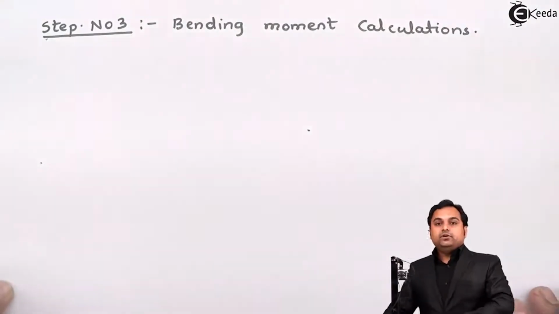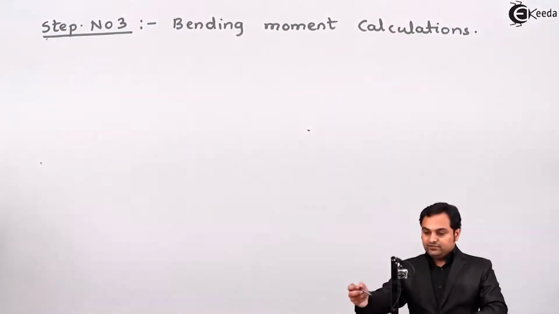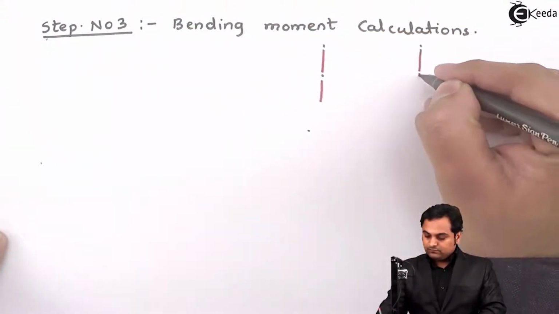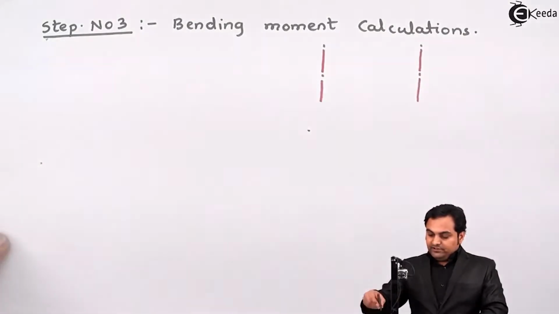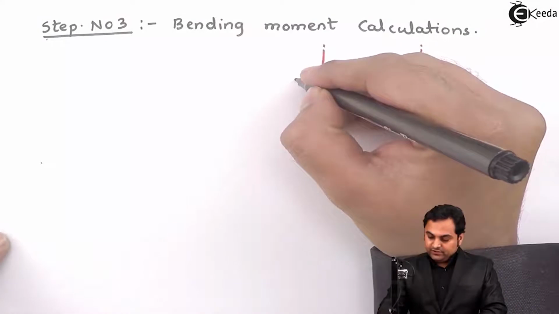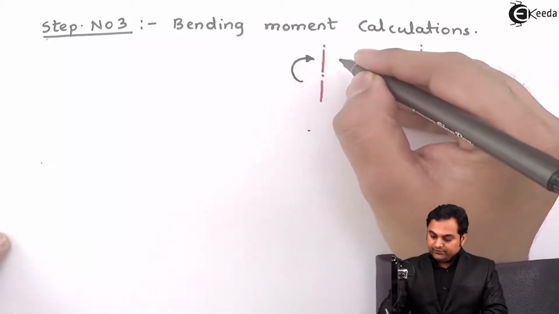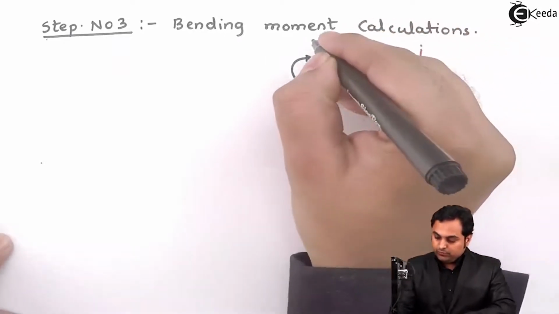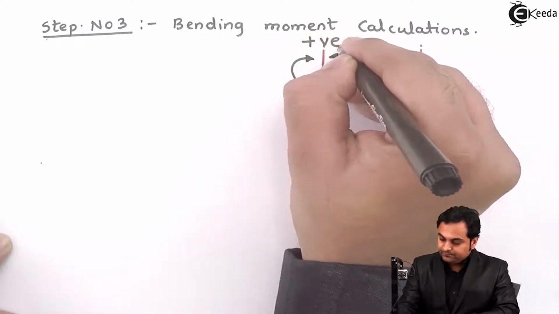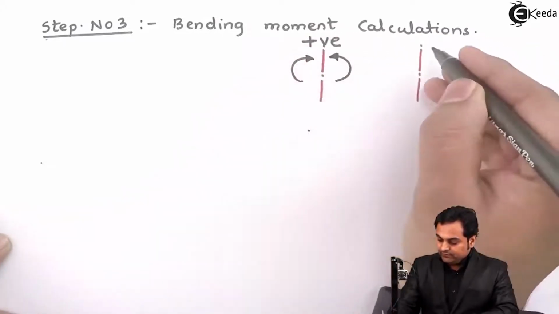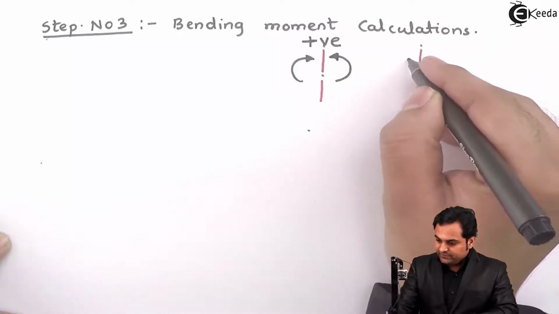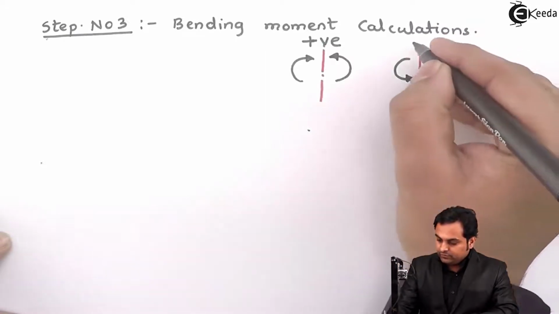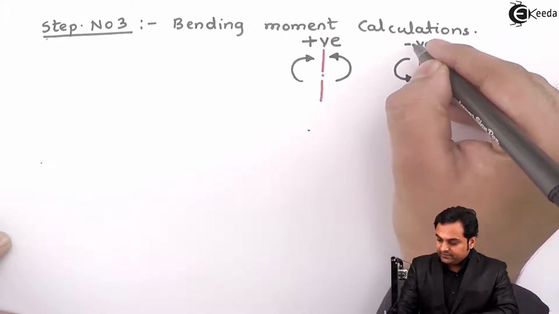Now for the bending moment calculations, here we need the sign convention first. If a moment is acting on the left hand side of the section in clockwise direction, on the right hand side of the section in anti-clockwise direction, both will be treated as positive. Then if the moment is on the left hand side of the section acting anti-clockwise, right hand side of the section acting clockwise, both are treated as negative.